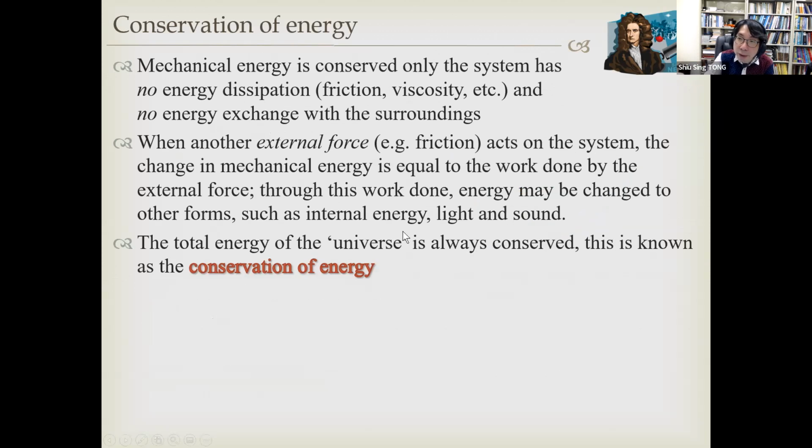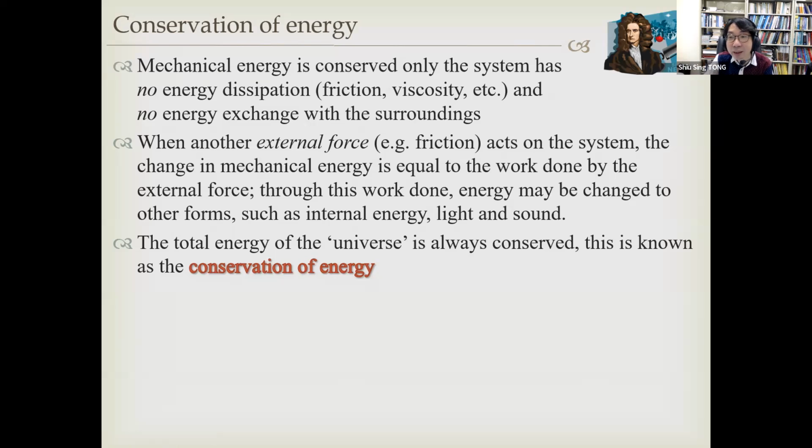Now, in the previous slide, we discussed the conservation of mechanical energy. You notice the difference in the wording. I do not say we're talking about just the conservation of energy, but we emphasize the mechanical energy, because what we include in the mechanical energy is only two forms of energy: the potential energy and the kinetic energy. We assume that the system has no dissipation. It does not dissipate the energy, so that the sum of the kinetic energy and the potential energy remains constant.